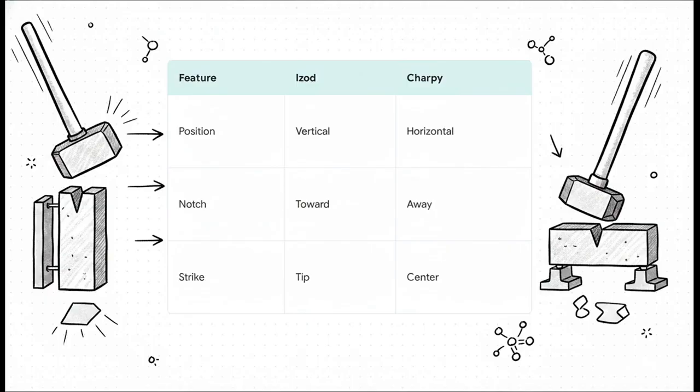Understanding these geometric and mechanical changes is absolutely vital. Why? Because they entirely alter the stress distribution inside the plastic during that split-second impact, which is why a material might test differently on IZOD compared to CHARPY.